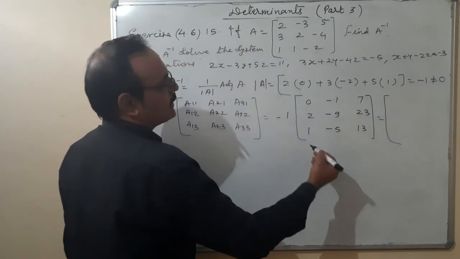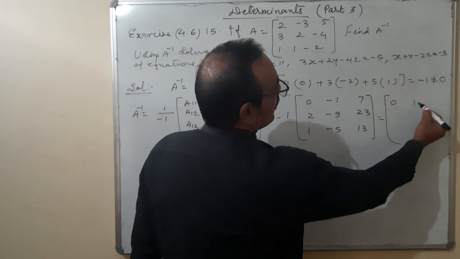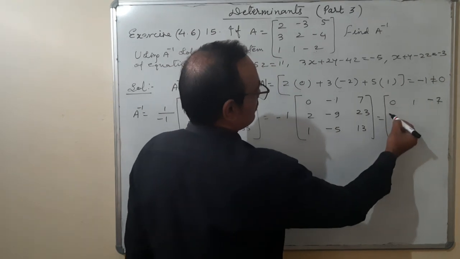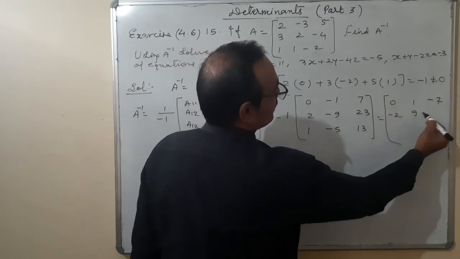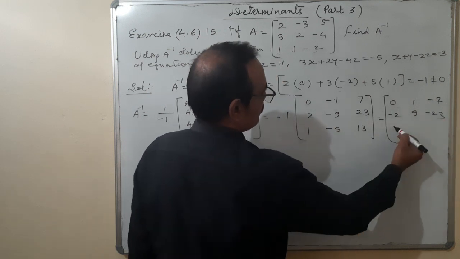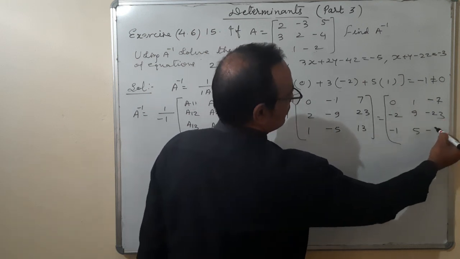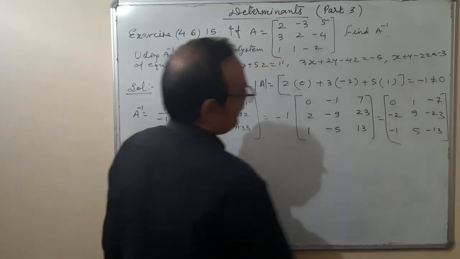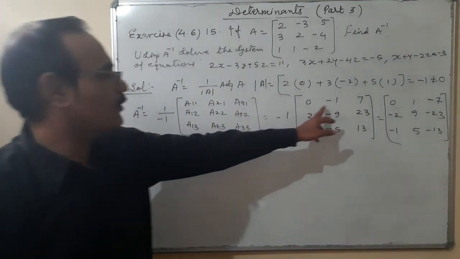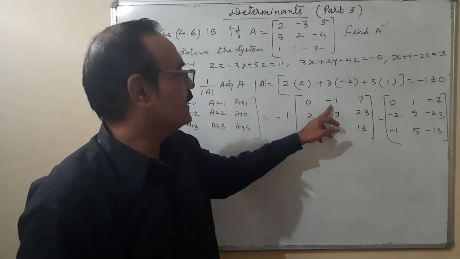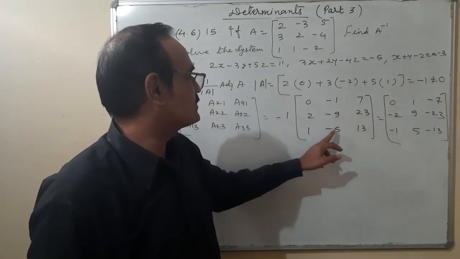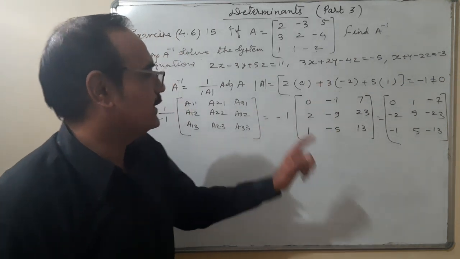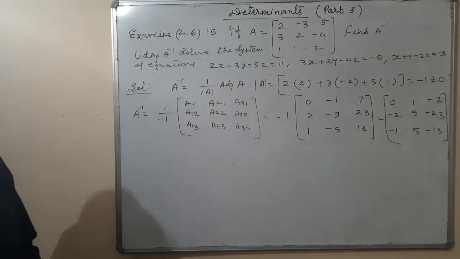We'll multiply it by a minus. So it is coming 0, 1, minus 7, minus 2, 9, minus 23, minus 1, 5, minus 13. Okay. All signs are changed. All elements are changing their signs. It is plus, minus, plus, and both are minus. This is the value of A inverse.